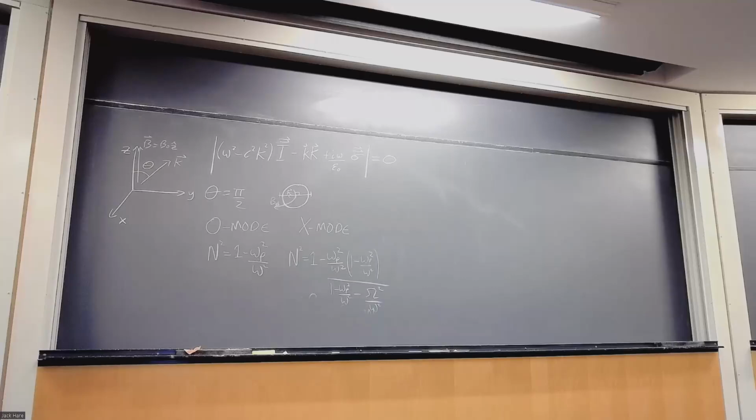And we also had the X mode, which had a rather more complicated dispersion relationship: n squared equals 1 minus omega p squared over omega squared, times (1 minus omega p squared over omega squared), over 1 minus omega p squared over omega squared minus capital omega squared over lowercase omega squared, where that capital omega is the cyclotron frequency for the electrons.